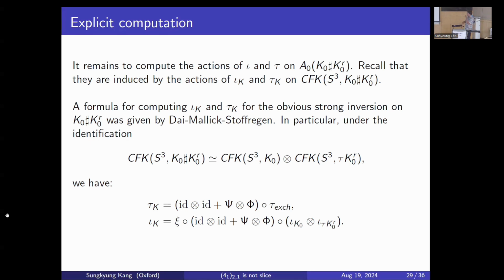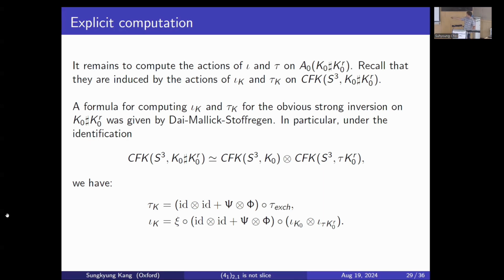Well, the iota for figure 8 is uniquely determined up to homotopy by the property that iota squared is 1 plus 5 psi. And for the swapping involution tau, there's an explicit formula due to Mallick and Stoffregen. Under this tensor product decomposition, this is the formula. So iota is just a diagonal action composed with some error term involving base point actions.